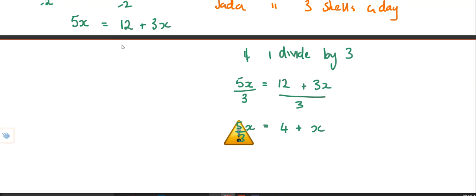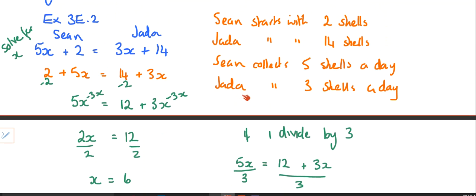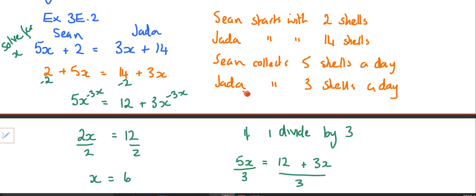So what do I do actually? You take away 3x. So we take away the 3x, and I get 12. 2x is 12, then you divide by 2, and we get x equals 6. So in this case, if it was Sean and Jada on holiday collecting shells, how many days? 6. And how many shells would they both have? 12.